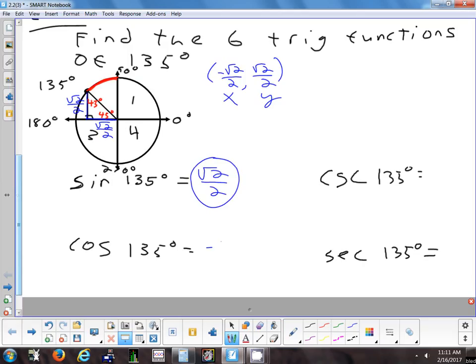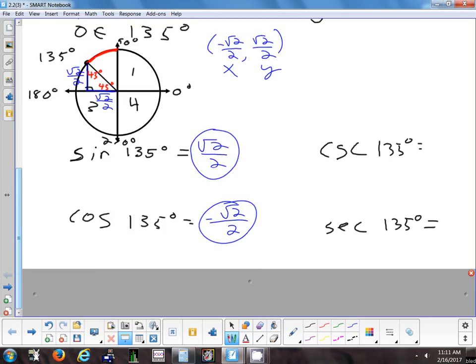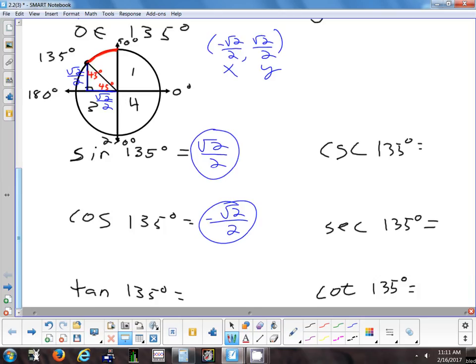Yep, that's the x value. This time it's negative square root 2 over 2. And David, what's my formula to find tangent? Y over x. So just imagine we put a division line in right there. If you divide these two, what do you get? Yeah, you get negative 1. We're dividing two things that are the same, except one's positive, one's negative.